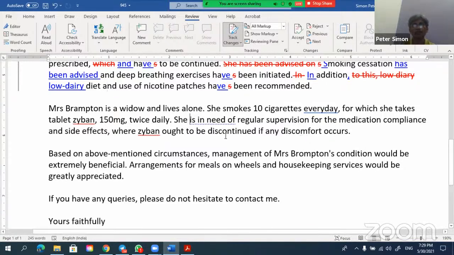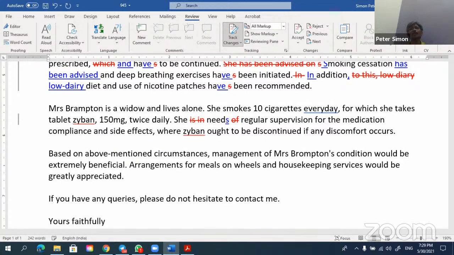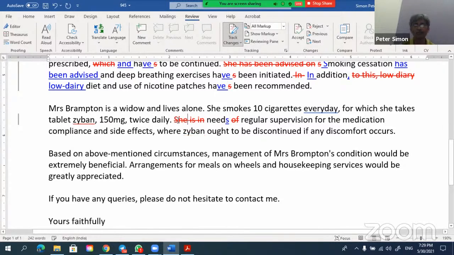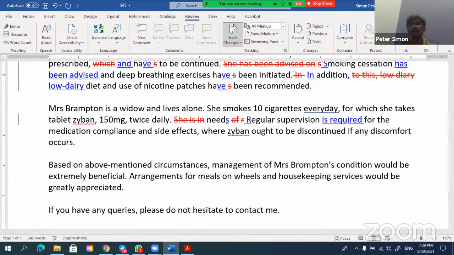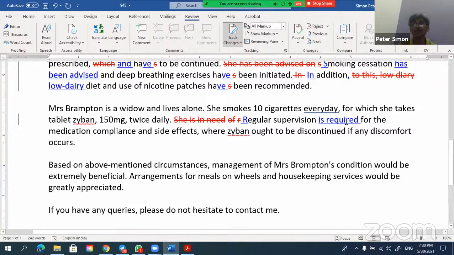She is in need of. Why? Why four words when you can use one word? She needs regular supervision. Why do you want to write one, two, three, four words when only one word is sufficient? She needs. Why do you want to write "she" first of all? Regular supervision is needed, or is required. So "needs" has gone there. Passive voice. "She is in need of" is active voice. So regular supervision is required for medication compliance. No need for "the" here.